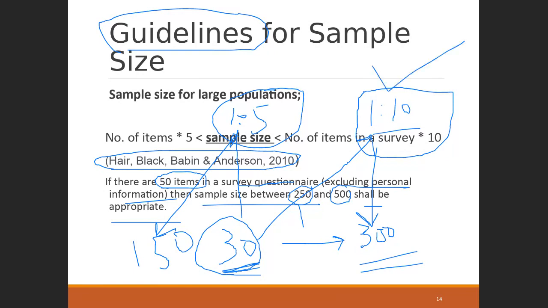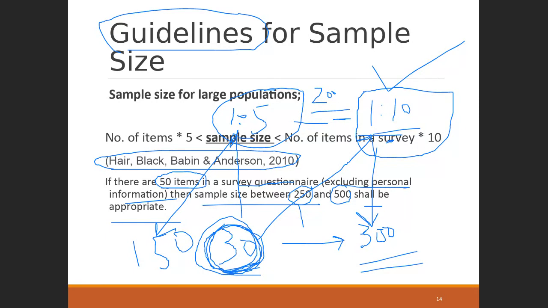But if somehow you are not able to fulfill this criteria, then you can settle somewhere in between, like you can settle somewhere in 200, 220 if you have 30 questions. Okay. So if you cannot achieve 1:10, then you can settle somewhere between 1:5 and 1:10.